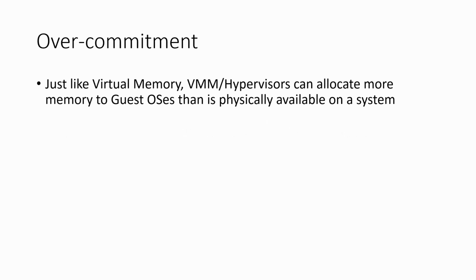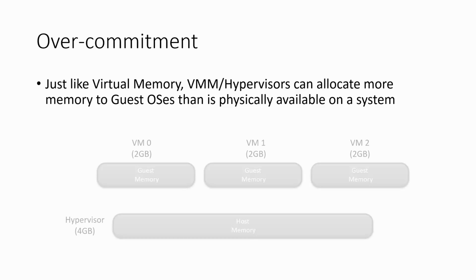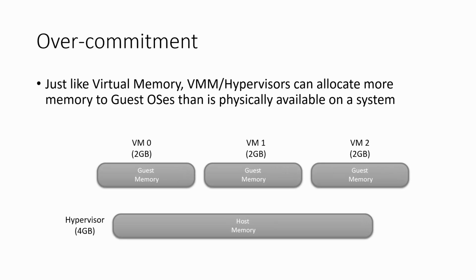In this video, we'll talk about some advanced memory management techniques used by hypervisors. First, let's look at the concept of overcommitment. Just like virtual memory, virtual machine monitors or hypervisors can allocate more memory to guest OSs than is physically available on a system. In this example, we have a hypervisor and 3 different VMs.